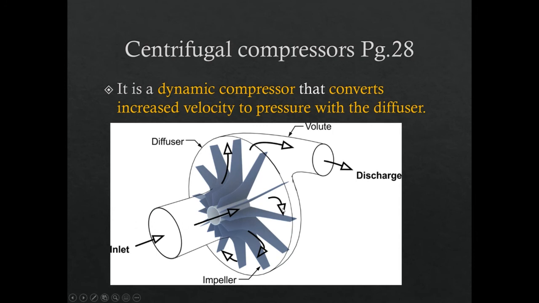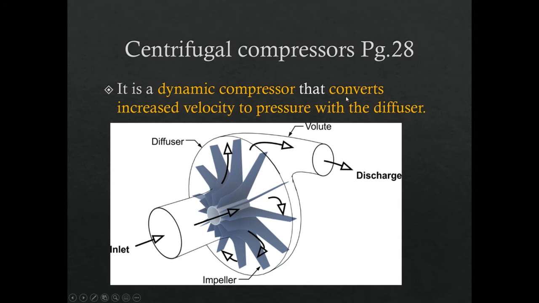It sucks in air and flings it against the side walls. It comes in, increases in velocity at the center here, and then as it gets flung out, the velocity decreases and the pressure increases, and then the pressure comes out the end of the pump. We call this a dynamic compressor because it has to do with changing the kinetic energy of the gas, and it varies with speed, versus a positive displacement pump, or the compressor that we talked about previously, the reciprocating compressor.